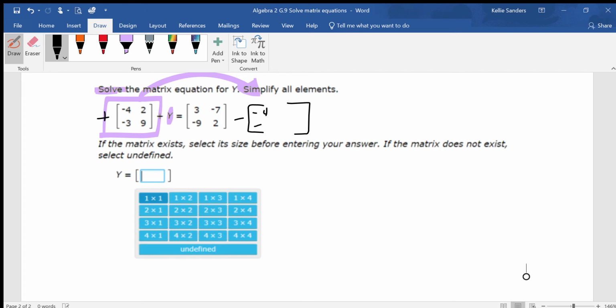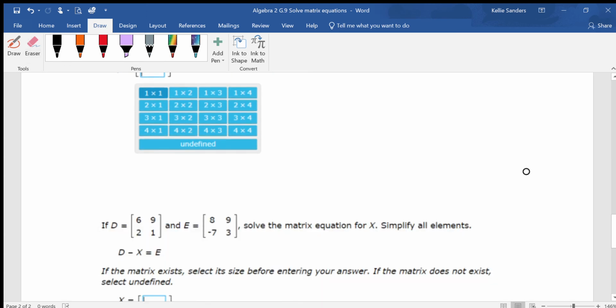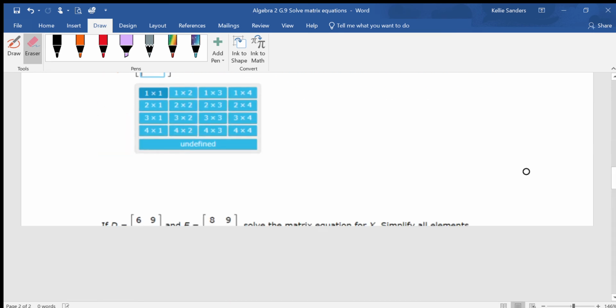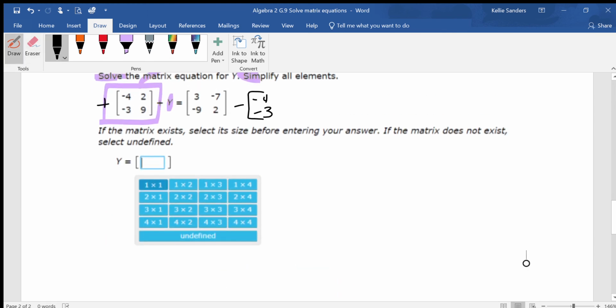Now everything inside, for right now, that's a 2. It won't erase. There we go. 2 and 9. Now, we don't have to look at that, and the y is by itself.